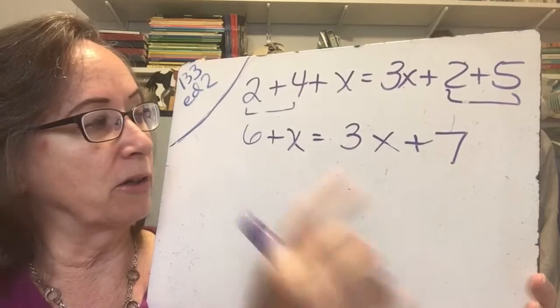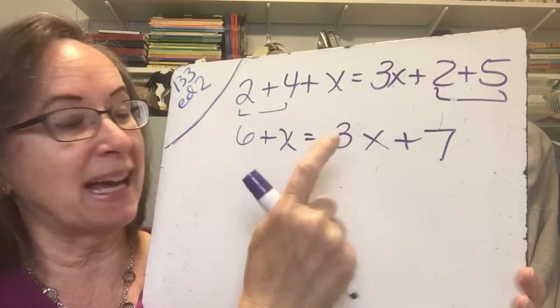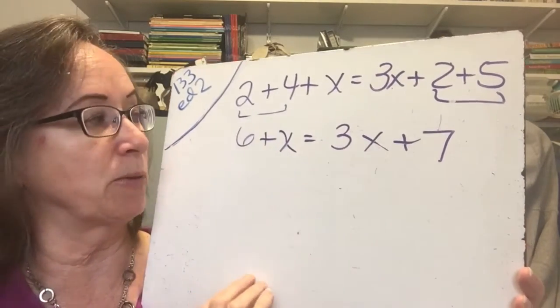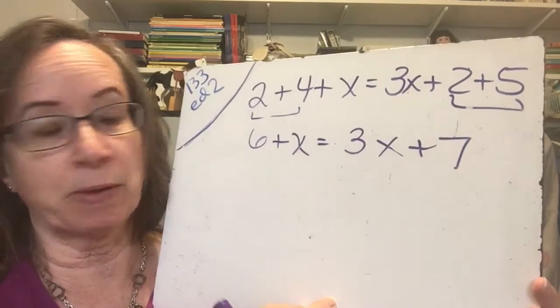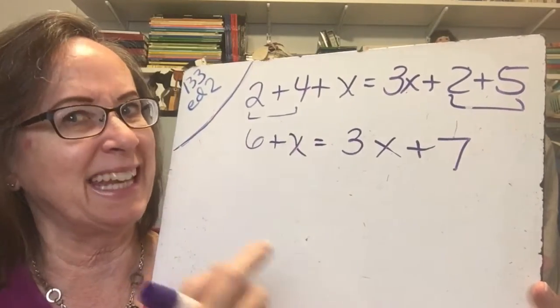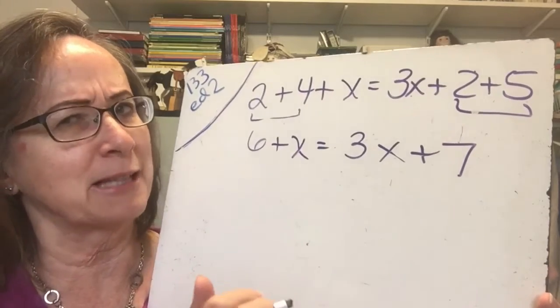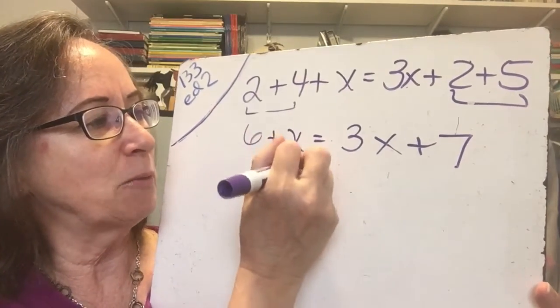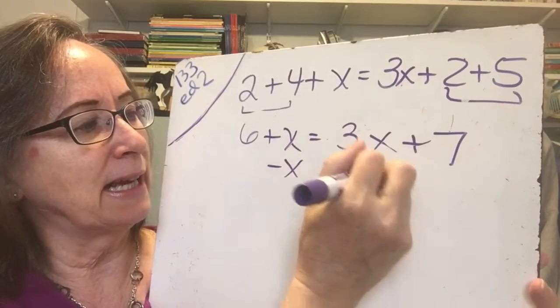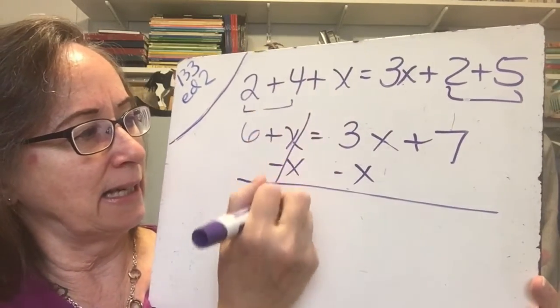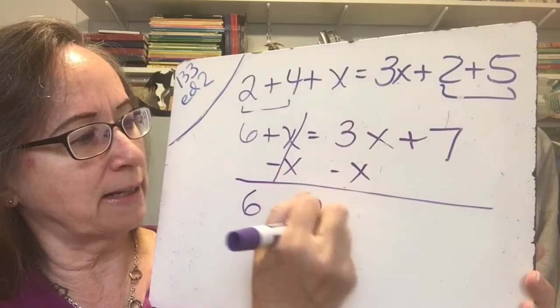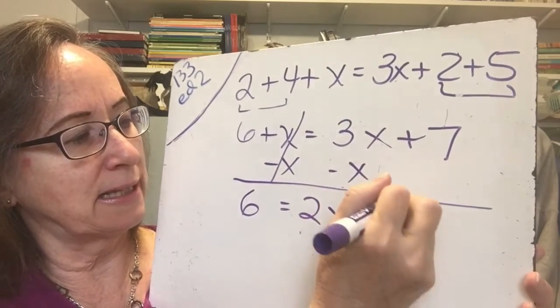Now we've simplified. Now we begin to get all of our x's in one place. So I could either subtract an x from both sides or subtract a 3x from both sides. I'm just going to go ahead and subtract an x from both sides, but I'm going to end up at the end moving my x to the left because I like to do that. So we're going to subtract minus x and minus x. So we get 6 equals 2x plus 7.